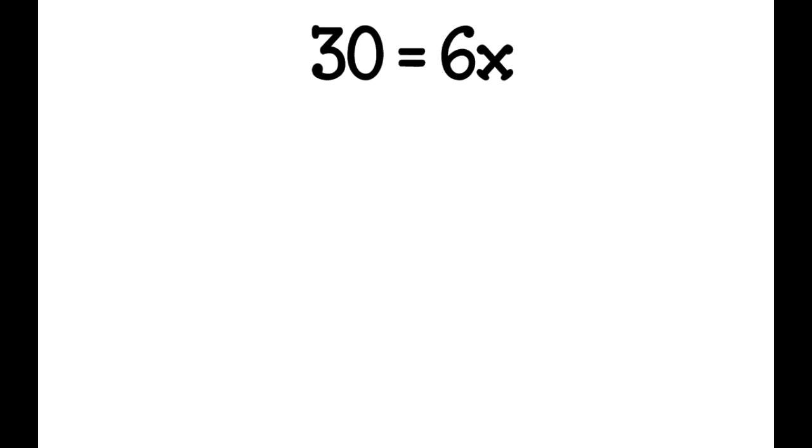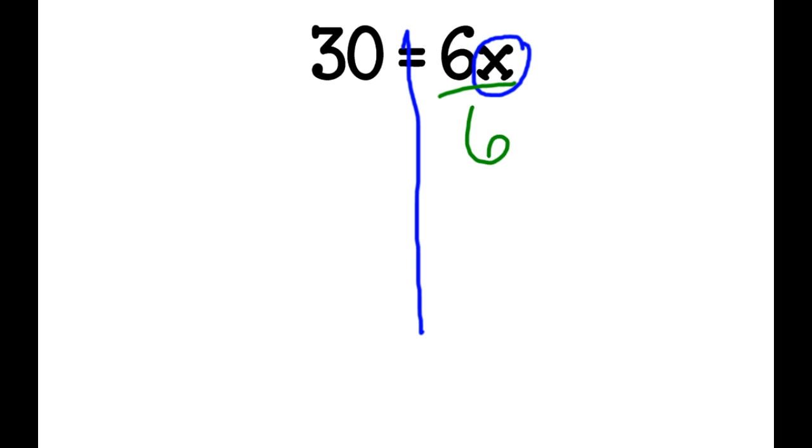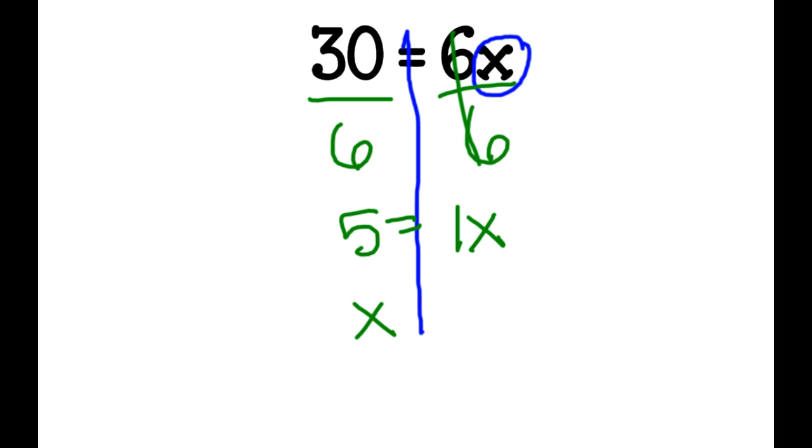Okay, I have 30 equals 6 times x, so I'm going to draw my line to show my different sides. I'm going to circle my x. And here I have multiplication, 6 times x. So to undo that multiplication, I'm going to use division. So I'm going to divide both sides by 6. 30 divided by 6 is 5. 6 divided by 6 is 1. So I'm left with 1x. And again, you don't have to write this step right here. You can skip it. And then I have x equals 5.